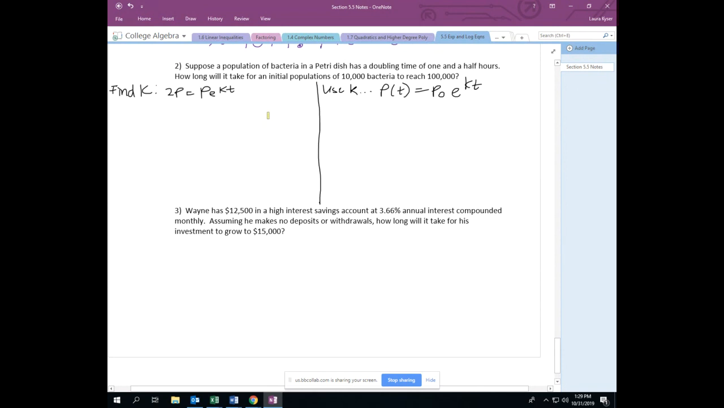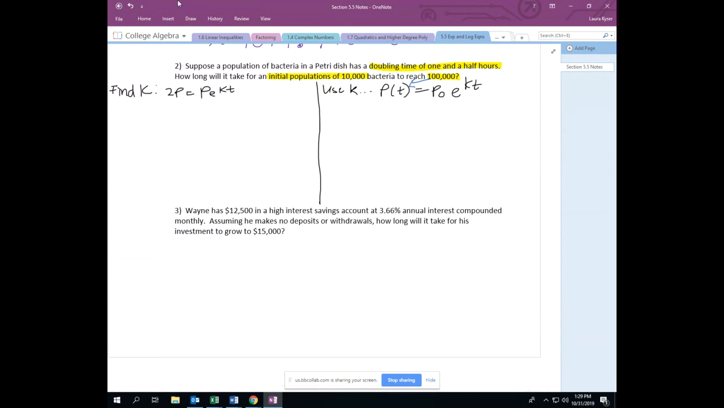It says, suppose the population of bacteria in a petri dish has a doubling time of 1.5 hours. So the 1.5 is going to go into this formula for doubling time in the place of T. How long will it take an initial population of 10,000 to reach 100,000? Now, the 100,000 is the future value, which means it will only be involved in the second formula. That's misleading. It makes it look like it goes in for T. The 100,000 is going to go into this formula for future value.